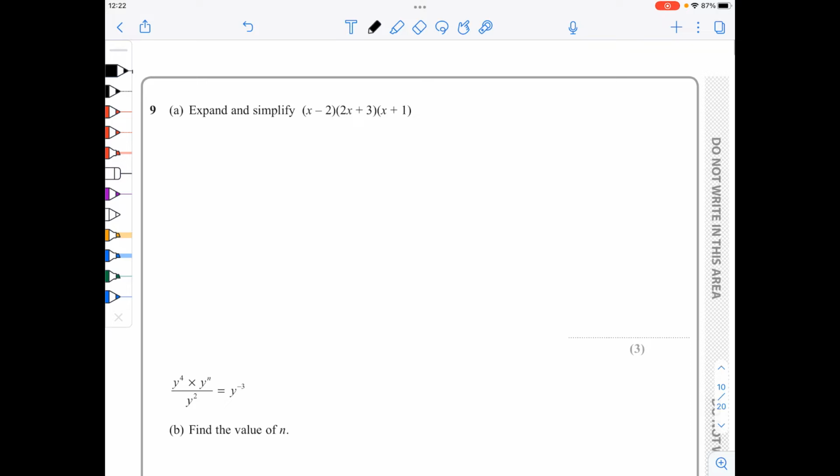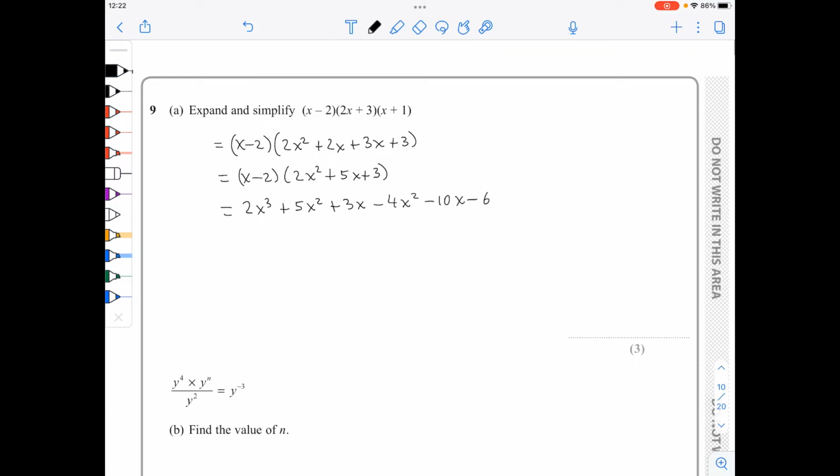Number 9, we need to expand and simplify this triple set of brackets. So I will start by leaving x minus 2 as it stands and do the expansion of 2x plus 3 times x plus 1. So this will be 2x squared plus 2x plus 3x plus 3. I will collect like terms into 2x squared plus 5x plus 3, and then proceed further with expanding 2x cubed plus 5x squared plus 3x minus 4x squared minus 10x minus 6. And I will now simplify into 2x cubed. Now 5x squared minus 4x squared is plus x squared. 3x minus 10x is minus 7x and minus 6.